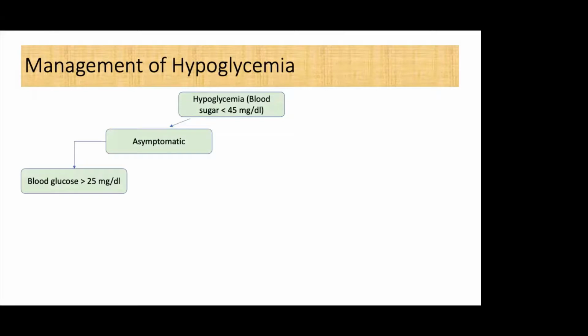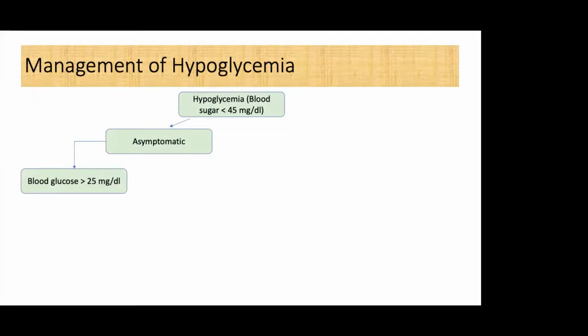Then coming to management of hypoglycemia. Hypoglycemia is any blood sugar less than 45 milligram per deciliter. It can be of two types. Either the baby with hypoglycemia can develop certain symptoms, as we have just discussed, or the baby may not have any symptoms. So that is called asymptomatic hypoglycemia and symptomatic hypoglycemia.